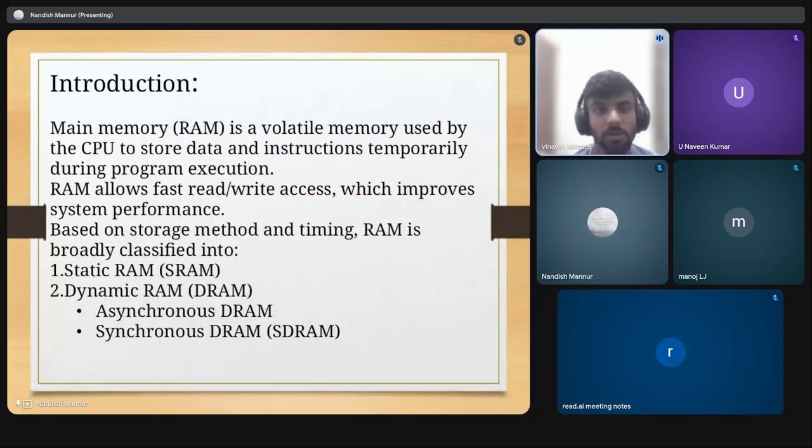I am Vinayak. I am presenting about our COA topics like static memory and dynamic memory. In static memory, starting with the introduction about our topic.